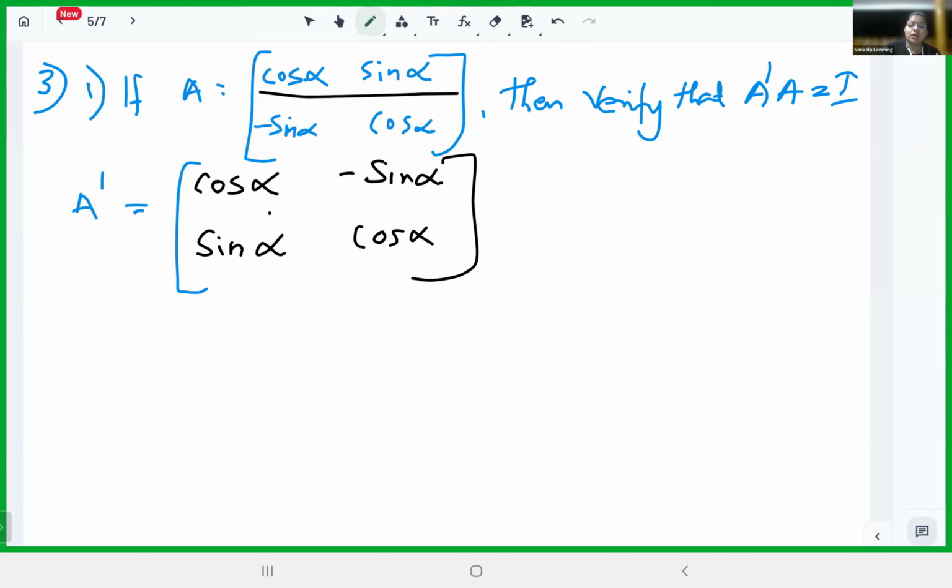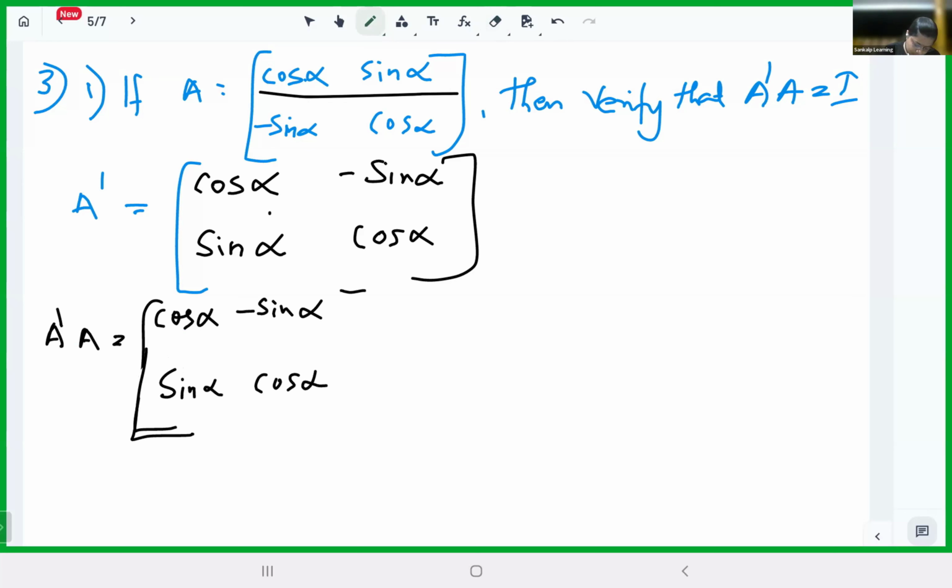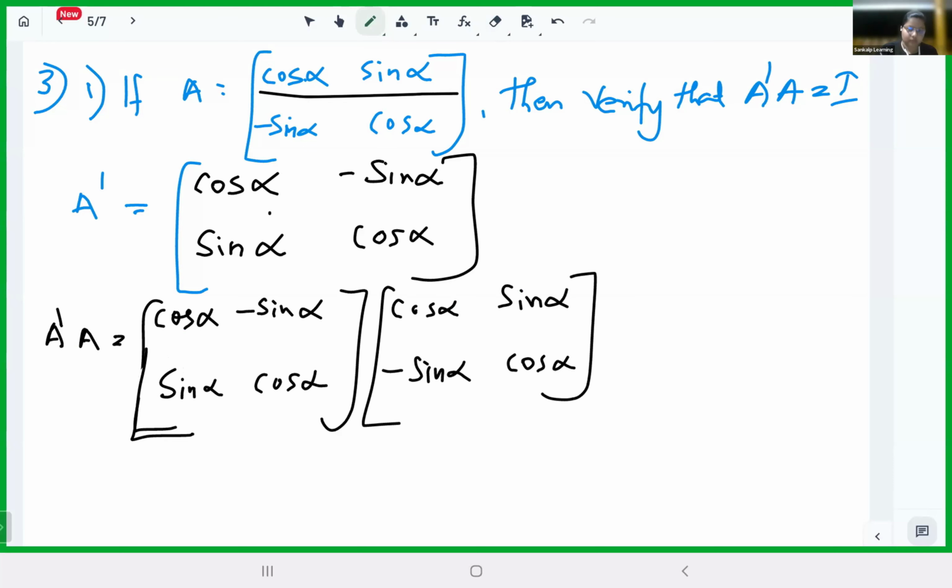All right, now we have to multiply this A transpose with A. So A transpose into A is equal to, I'm sorry, A transpose is cos alpha, minus sin alpha, sin alpha, cos alpha, into matrix A, which is cos alpha, sin alpha, minus sin alpha, cos alpha.